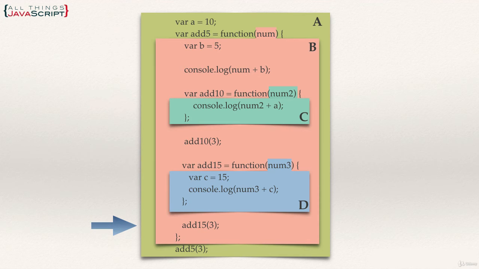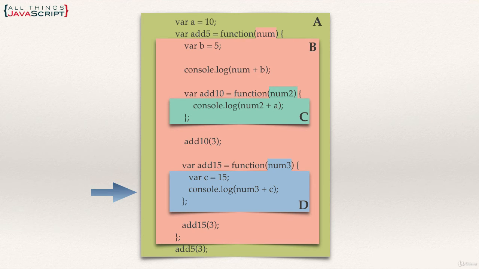We move to the next executable statement, which is a call to add15, and it passes in the number 3. Num3 is declared with a value of 3. A variable C is declared and assigned a value of 15. And then the console.log statement first looks for num3.